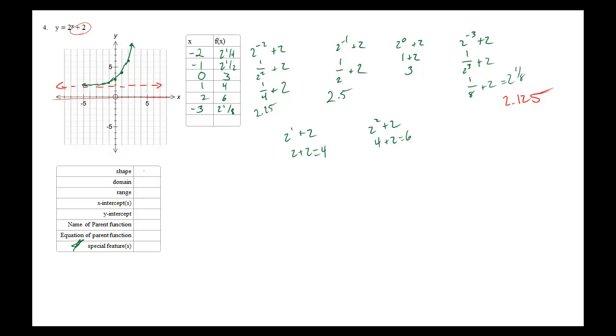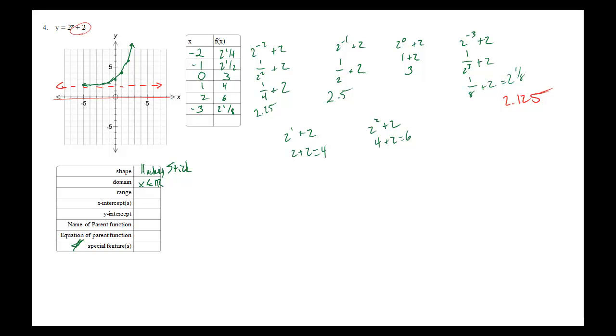So what shape is this? Well, we call this the hockey stick. Domain: you see it goes all the way to the left. It keeps on going to the left. And this one goes up. It's going up and to the right, and it's going to go up and to the right forever and ever. Therefore, x is all real numbers.